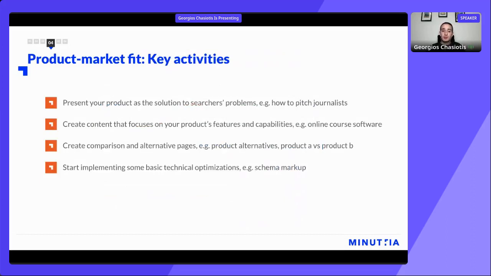You can present your product as the solution to the searcher's problems. Let's say that a company has the problem of, we don't get enough media coverage for our brand. So the solution here could be, why don't you pitch journalists with your story or things that you have to say that are unique and that you own as information. So the way people could search would be how to pitch journalists.